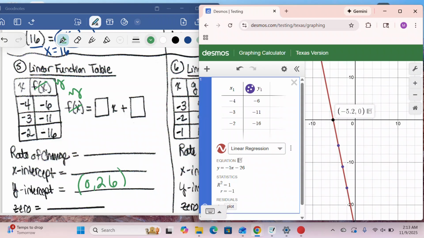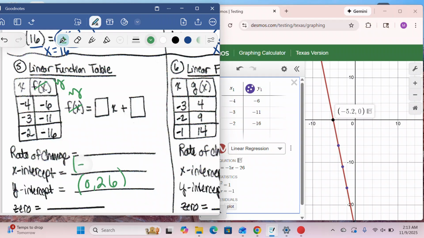So we've got to find out what our x-intercept is, and our x-intercept is negative 5.2, comma, 0. I'm going to change to blue ink, and I want to find my rate of change. My rate of change is another fancy word for slope. All I'm going to do is find my f of x is equal to blank x plus whatever it is, and then I'm going to look right here, and it gives me negative 5 is right here, and then I have a negative 26, which I input like this.